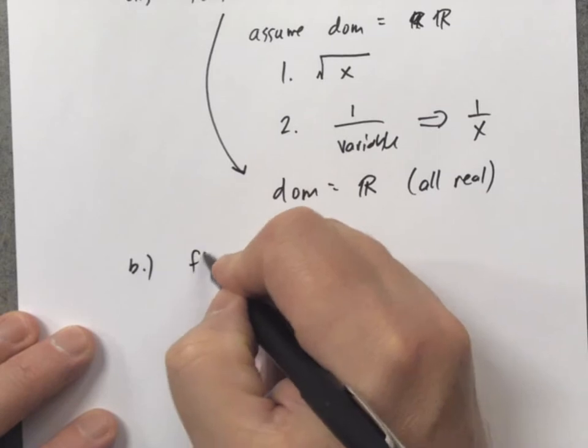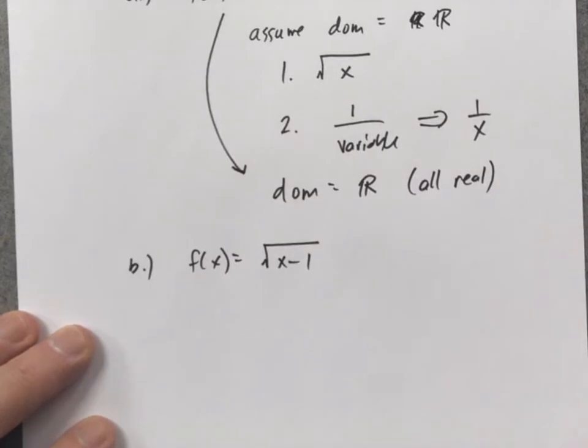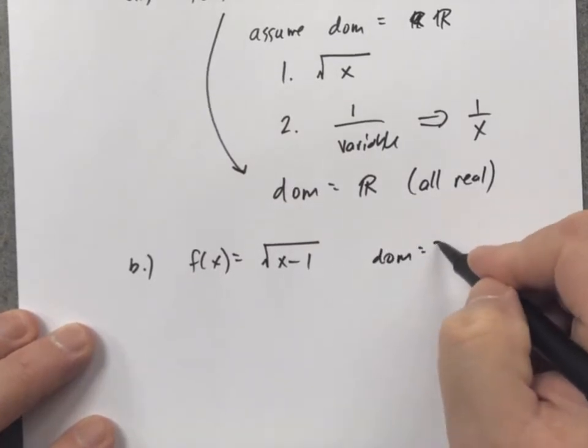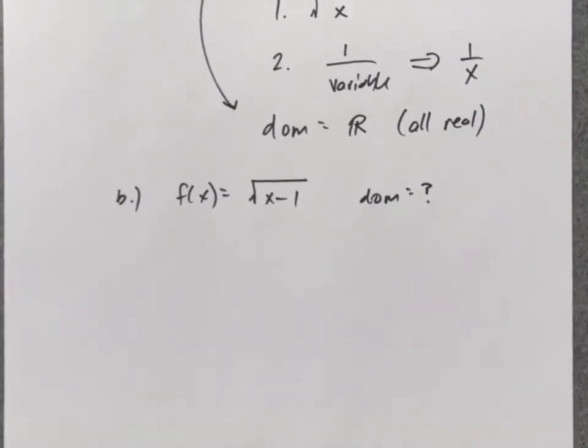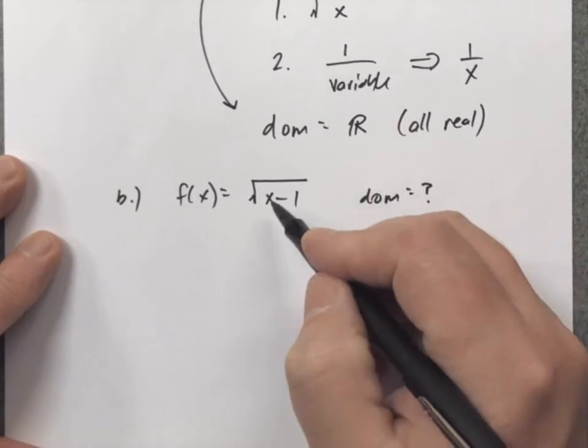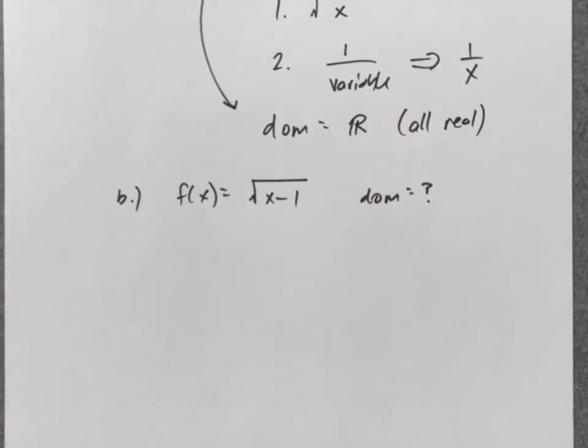B, f of x equals square root of x minus 1. Once again, we want to figure out what is the domain. So once again, my starting point is I'm going to assume the domain is all real numbers, and then I see if I have either of my 2 special cases. Do I have any variables under the square root? I actually do. So now I have to take into account the effect of having the variable under the square root. So what's the deal?